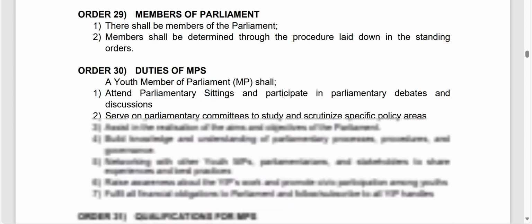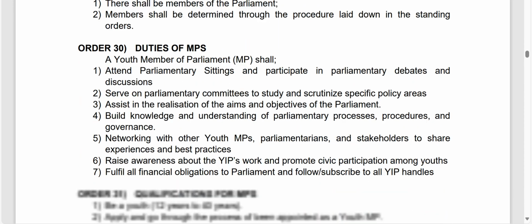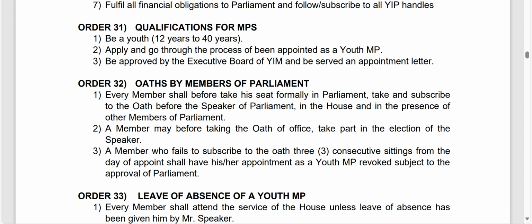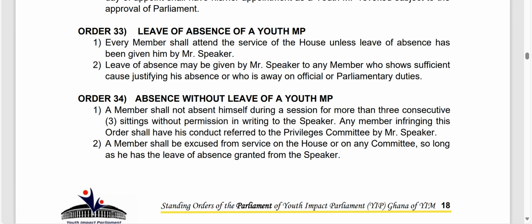The Speaker can also resign, and when he wants to do so, you need to follow that procedure. Members of Parliament, Mr. Speaker just took you through your duties. It's just here. Qualifications 12 to 40, go through the process and then be approved. And you take your oath. Now, I emphasize Order 33 and Order 34. The leaders have asked me to emphasize that.